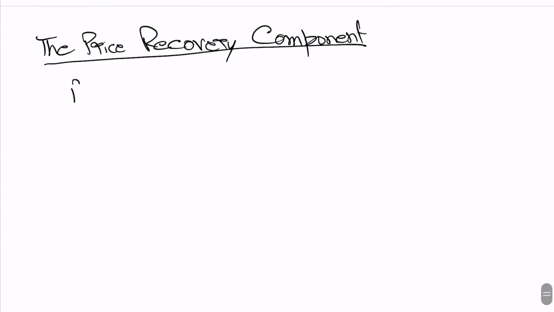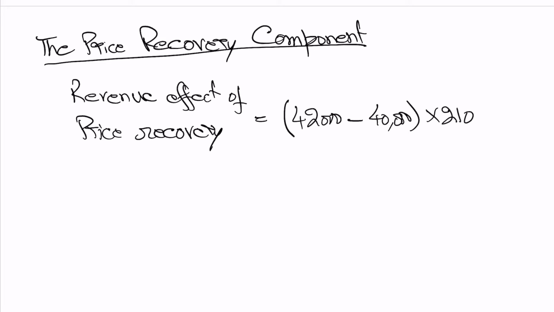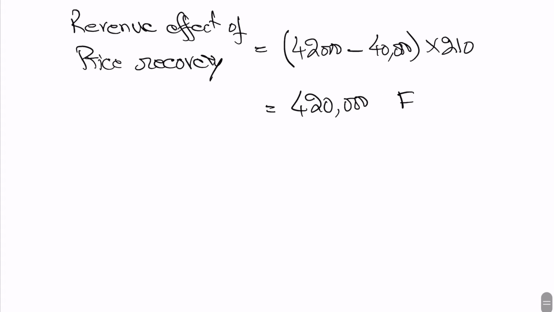So the revenue effect due to price recovery is the selling price in 2019 minus the selling price in 2018: 42,000 minus 40,000, into 210. So we get 420,000 favorable. Now we have to see the cost.